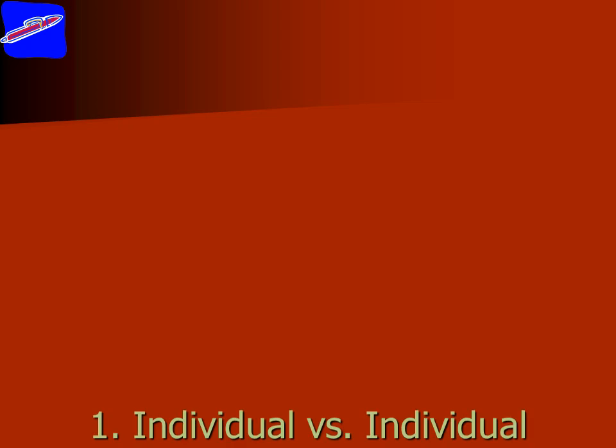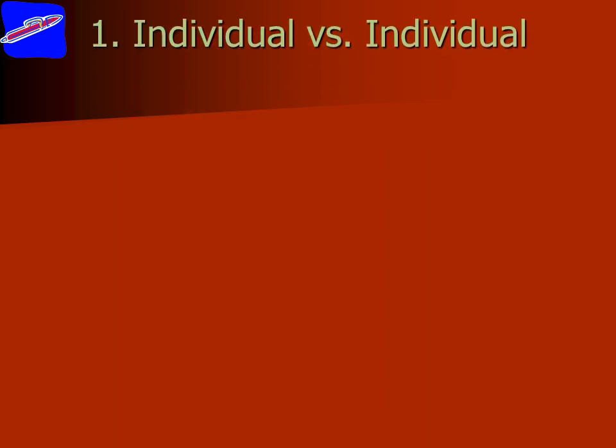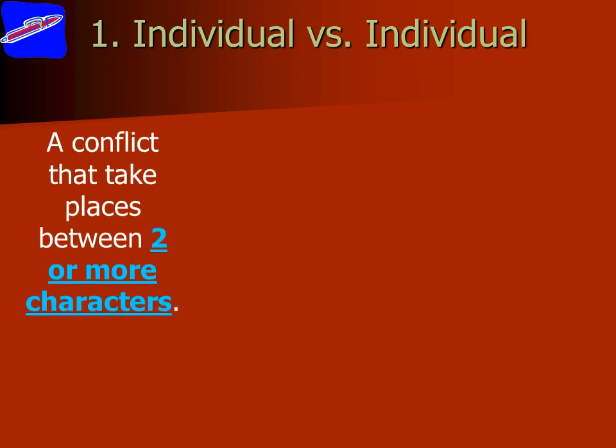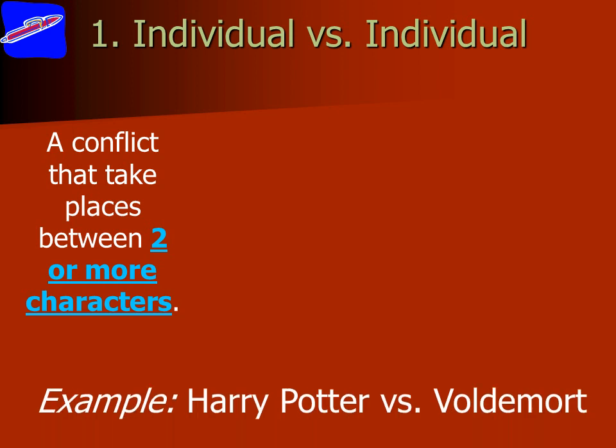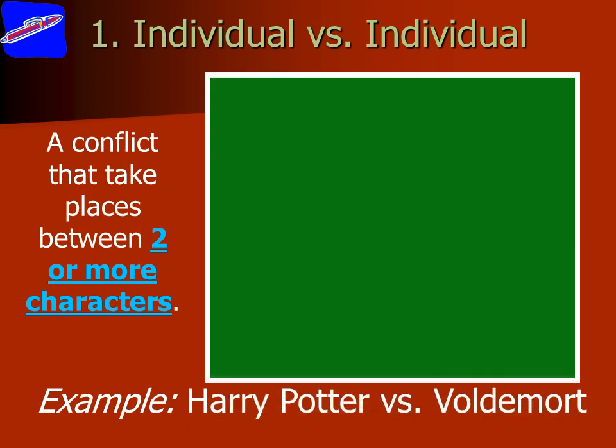So our first type of external conflict is called an individual versus individual conflict. This is a conflict that takes place between two or more characters. An example might be Harry Potter versus He Who Will Not Be Named in the Harry Potter series. And we've got a short clip that shows you what an individual versus individual conflict might look like if we were watching it in a movie or TV show.